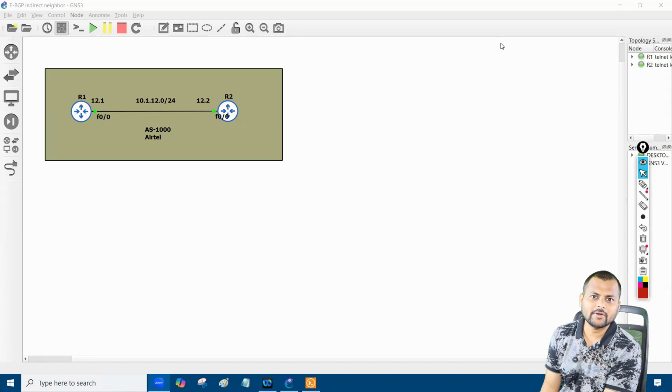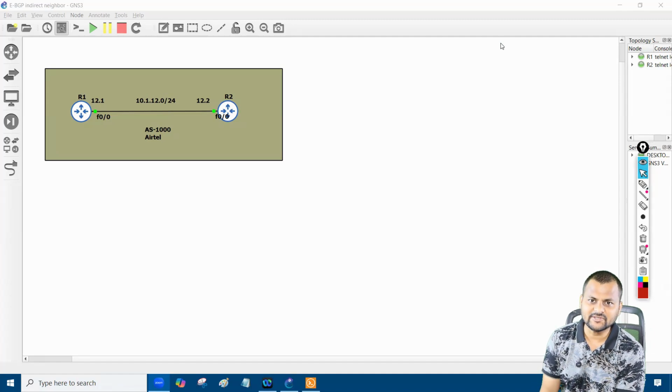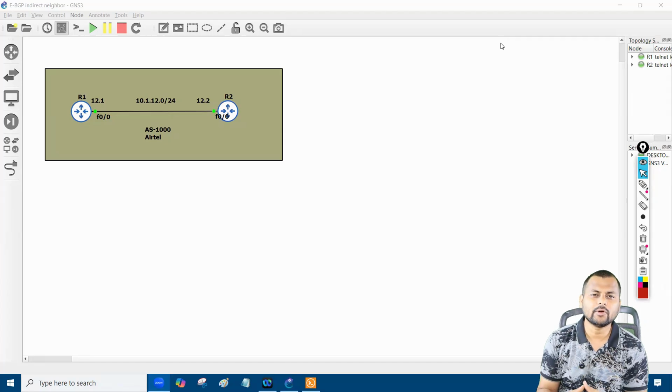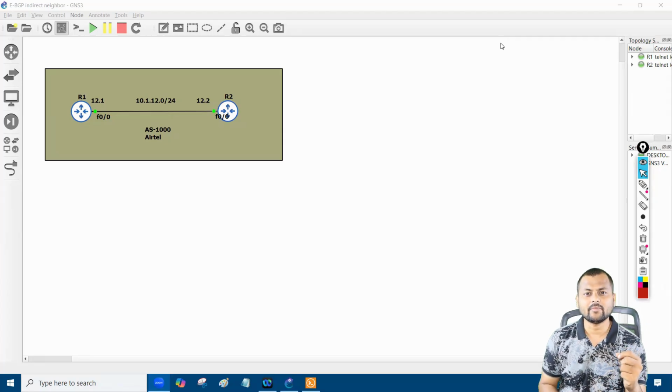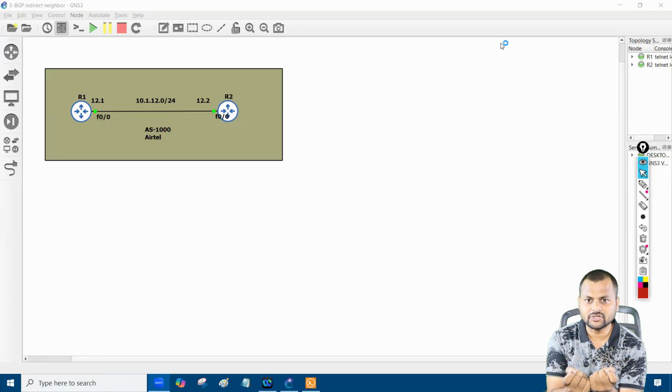So today we're going to talk about how to configure the IBGP. Let me explain what IBGP means. IBGP stands for internal BGP. When you deploy BGP within the same organization or within the same service provider network, that is called IBGP. Or we can also say it is within the same autonomous system.